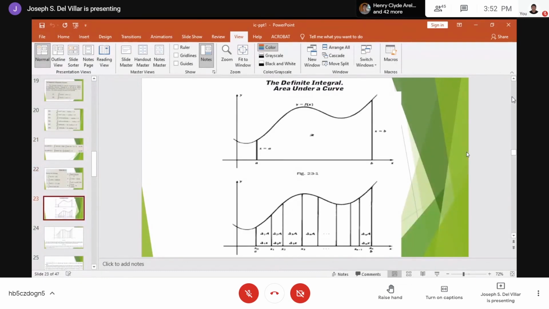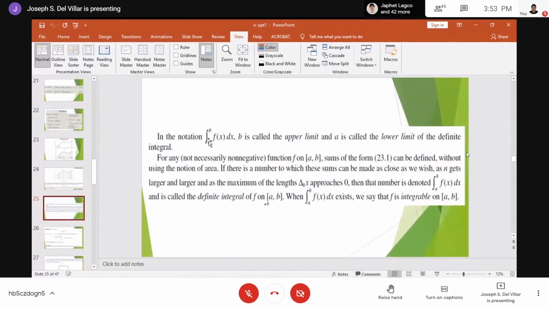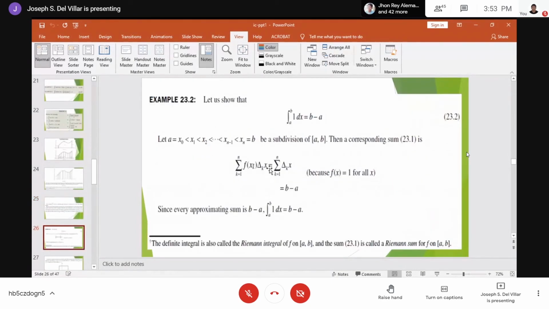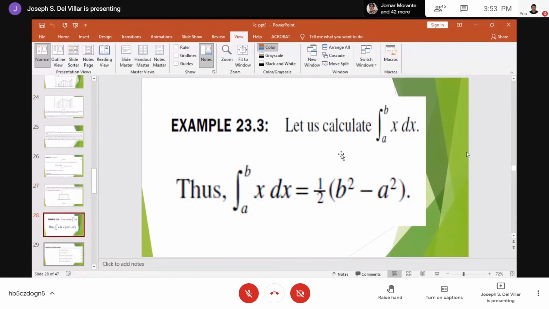Tapos, we're going to have this one, definite integral. Okay? Yung magko-compute tayo ng mga area. Okay? Area of the curve. Okay? Ayan. So yung mayroong limits, ito na, yung may limits na tayo. The integral of f of x dx from a to b. Okay? So a is the lower limit and b is the upper limit. Ayan, mag-i-integrate na tayo ng mayroong limits.